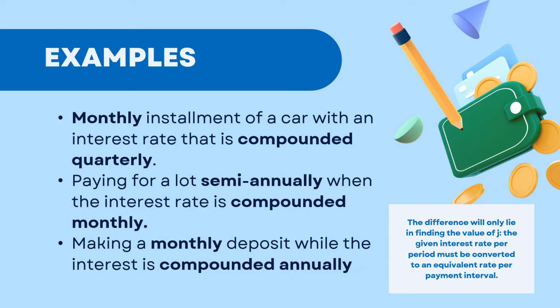So, halos magkaparehas lang naman yung mga formulas na gagamitin natin. Magkaiba lang sila sa paghahanap ng value ng J. Kailangan natin i-convert yung interest rate per period sa ating equivalent rate per payment interval. Let us have some example para matry natin kung paano nga ba ito.